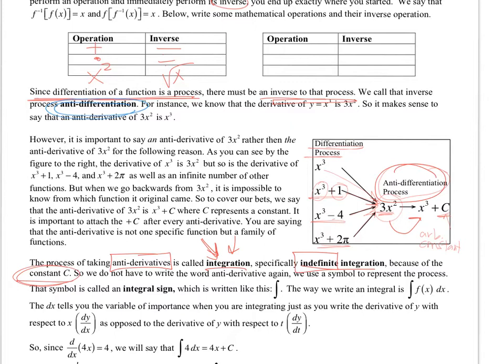The symbol for integrating is an integral sign, which looks like this. The way we write an integral is we say the integral of the function, so the integral of f of x, and then we write dx. Dx tells us the variable of importance, just like when we were deriving, we wrote dy dx, which said we were taking the derivative of y with respect to x. Or when we were doing related rates, we wrote dy dt because we were taking the derivative of y with respect to time. Dx tells us the variable of importance, okay?